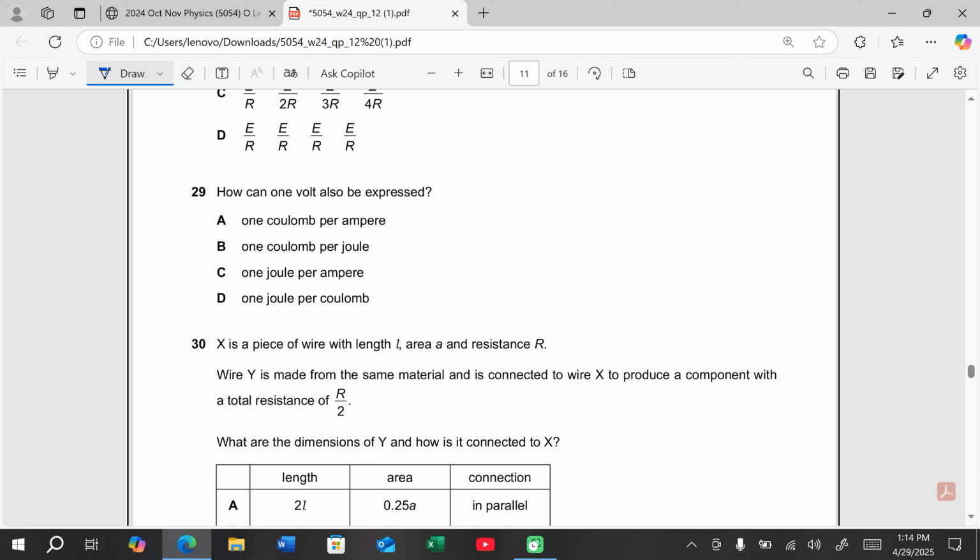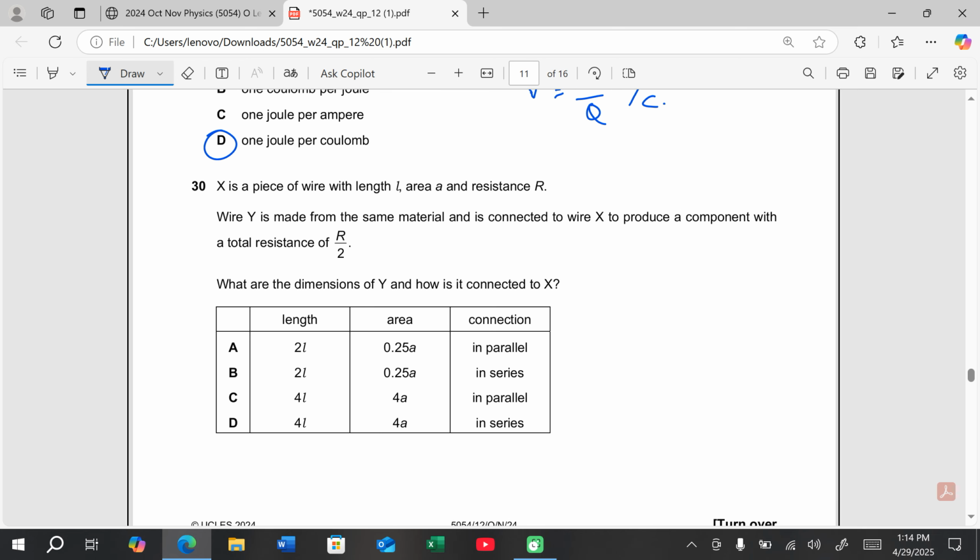It says how 1 volt can be expressed. That is always V equals W over Q, joules per coulomb. So 1 joule per coulomb.